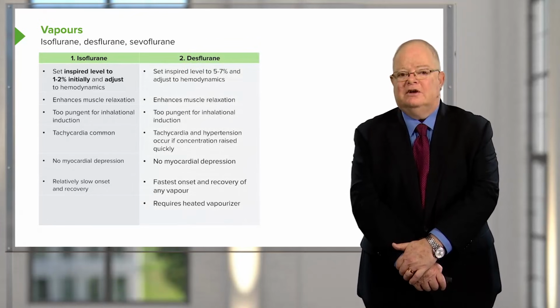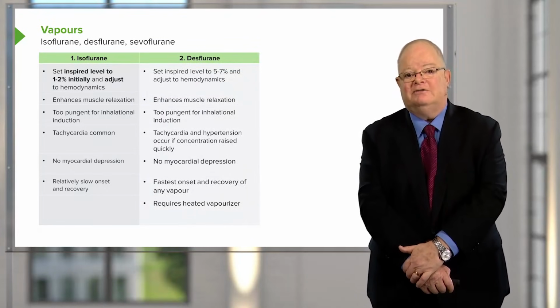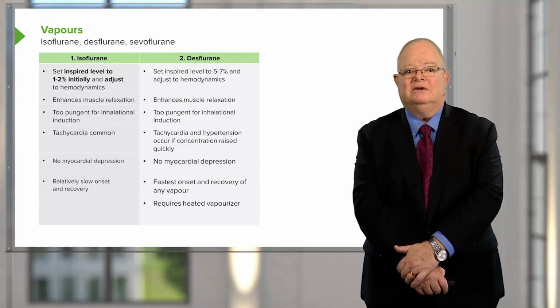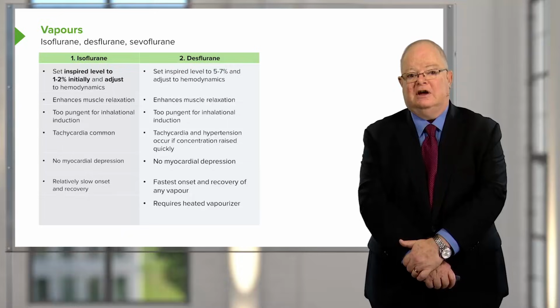Desflurane is not as potent as isoflurane, so you have to set it at a higher initial level, at 5 to 7%, and again, adjust to the patient's hemodynamics. It also enhances muscle relaxation, as all the vapors do. It also is too pungent for inhalation induction.